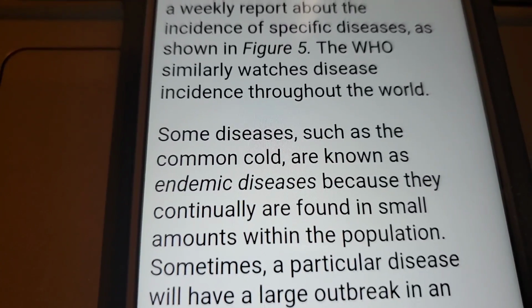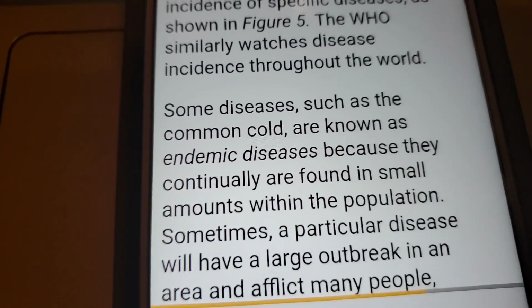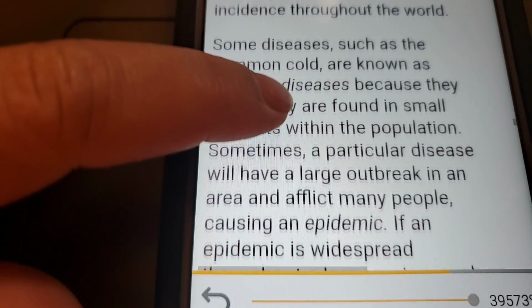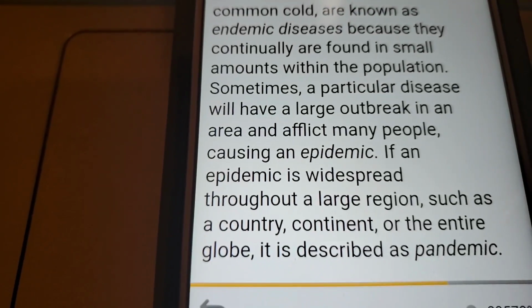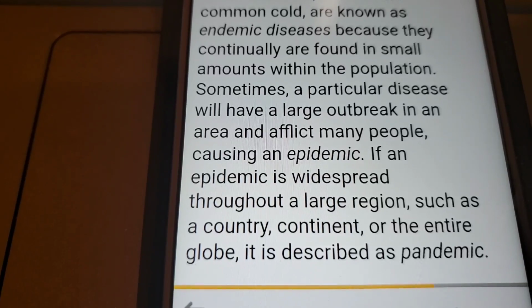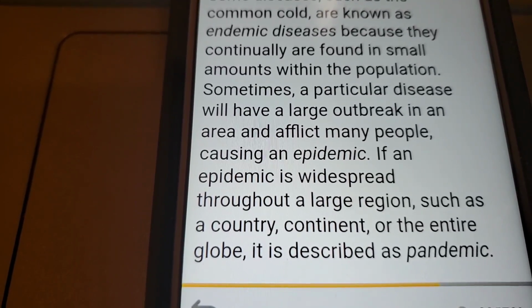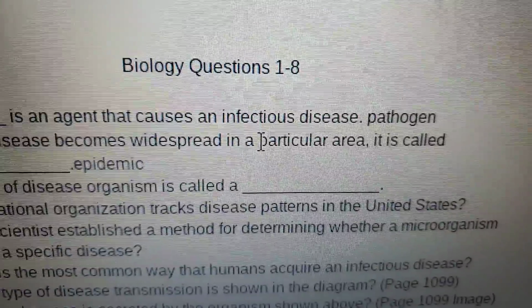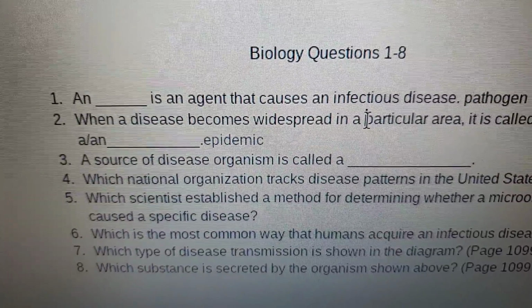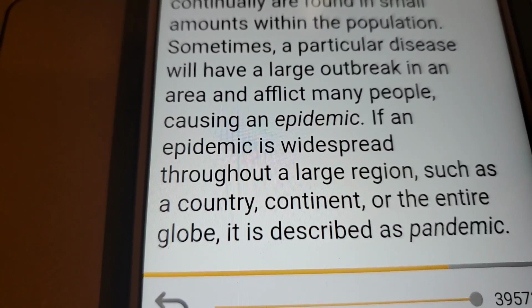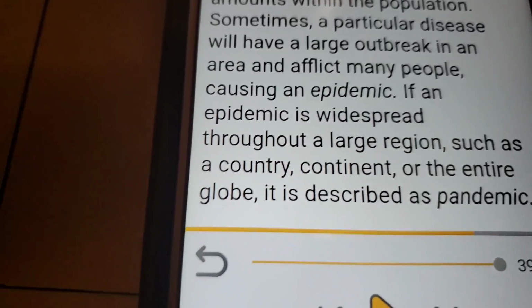Some diseases such as the common cold are known as endemic diseases because they continually are found in small amounts within the population. Sometimes a particular disease will have a large outbreak in an area and afflict many people, causing an epidemic. If an epidemic is widespread throughout a large region, such as a country, continent, or the entire globe, it is called a pandemic. So number 2, when a disease becomes widespread in a particular area, it is called an epidemic. A pandemic is when it's spreading around the entire world.